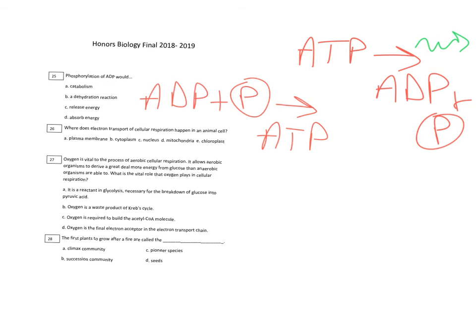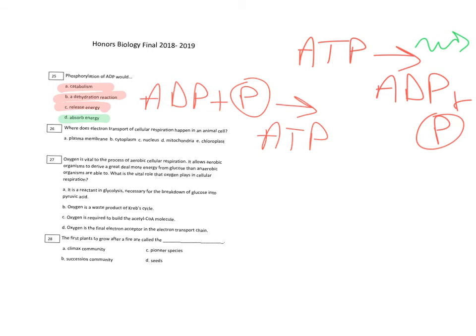And as I said in class, the answer would be, well, I didn't say the answer, but I said you would be putting energy in. So this would be absorbing energy. It would not be releasing it. This is not a dehydration reaction, and it's not catabolism, because phosphorylation means you're adding phosphate. So that's anabolism, right?